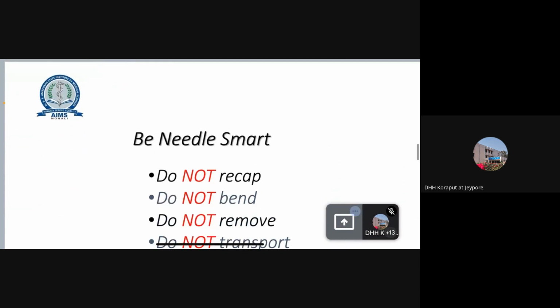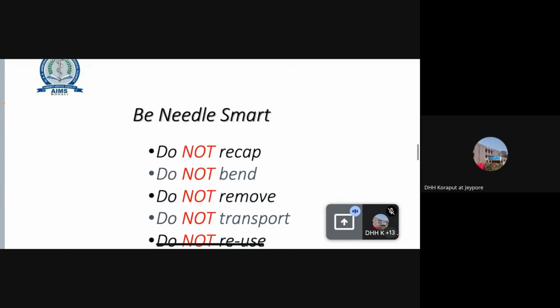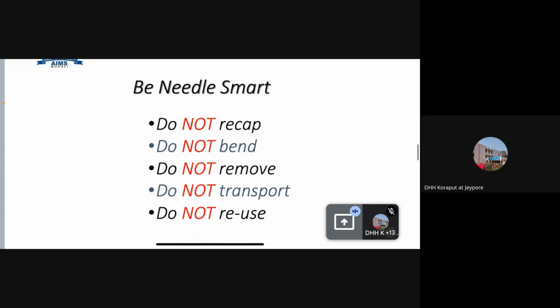So if I say the crux is, be needle smart. Do not recap. Recapping should never be done, and if at all it is required, it should be done through a single scoop method. Do not bend, do not remove and transport, and never reuse it. So this was one component, just an example of the surveillance.